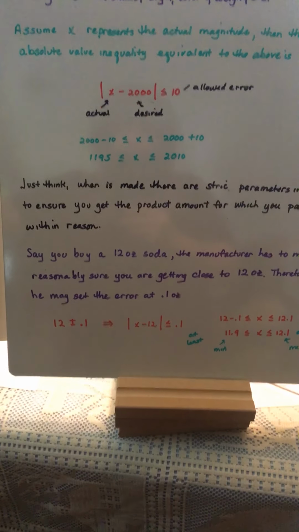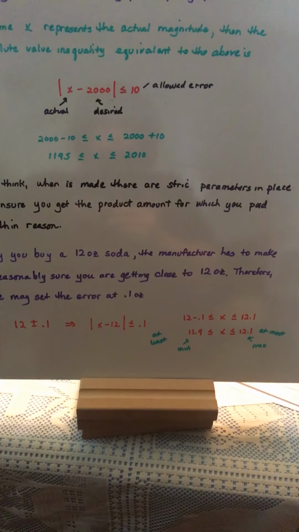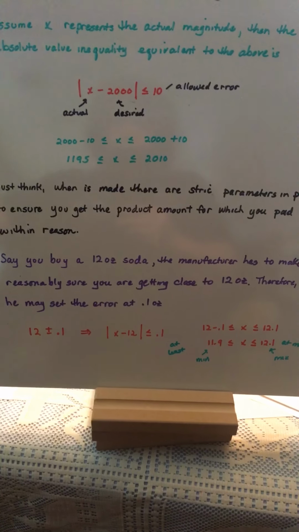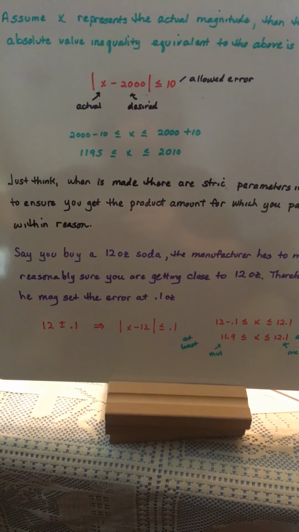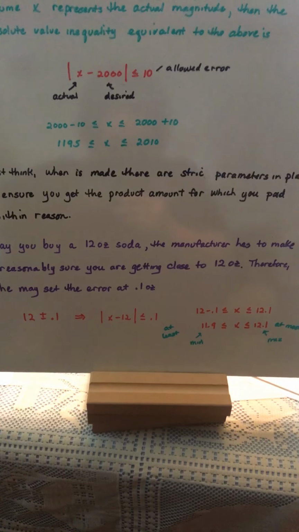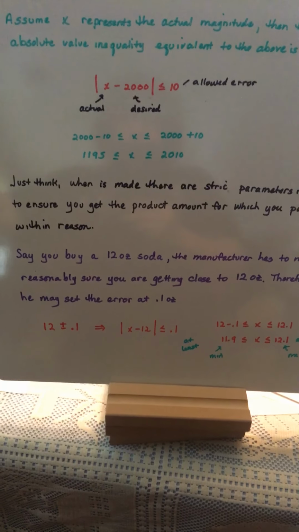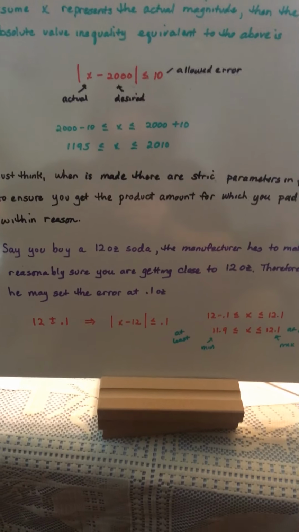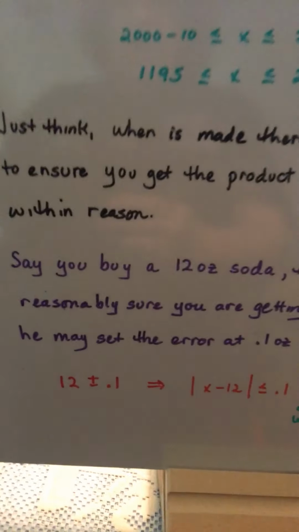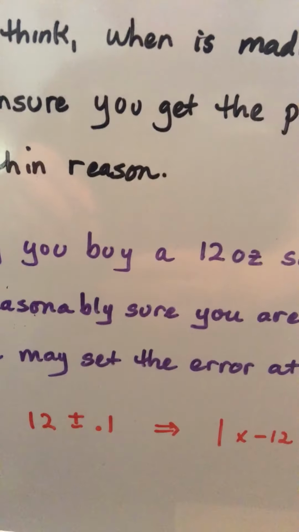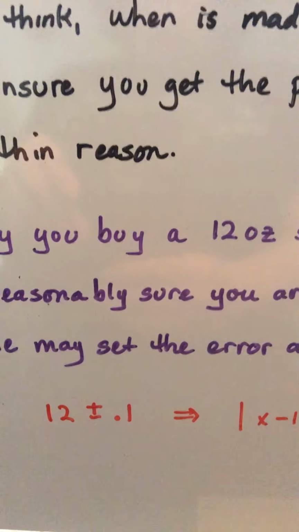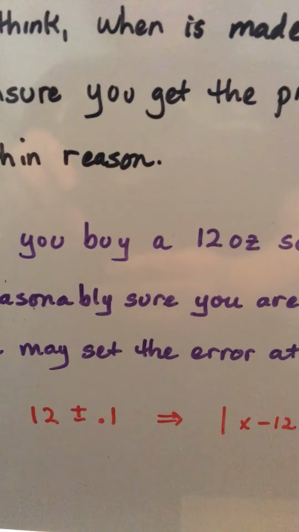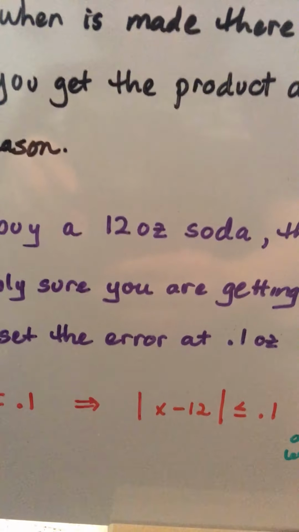So say that you buy 12 ounces of soda. The manufacturer is going to label it as 12 ounces, and you have to be reasonably sure that you're getting the 12 ounces of soda. So therefore, he may set the error at maybe 0.1 ounce, which says that when you buy 12 ounces of soda, or let's say what other quantity you want, that you're reasonably sure you're pretty close to 12.